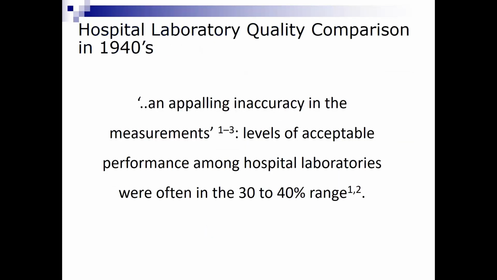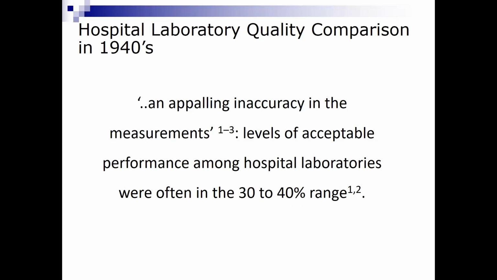And their conclusion was that there was an appalling inaccuracy in the measurements. Levels of acceptable performance among hospital laboratories were often in the 30 to 40% range. What's interesting is, based on my experience with pathologists overseas sending out proficiency testing to hospital labs in various countries, 30 to 40% is about the range we see in places that don't have controlled quality, right? So it's interesting to note that at the beginning in the US, we saw the same pattern.